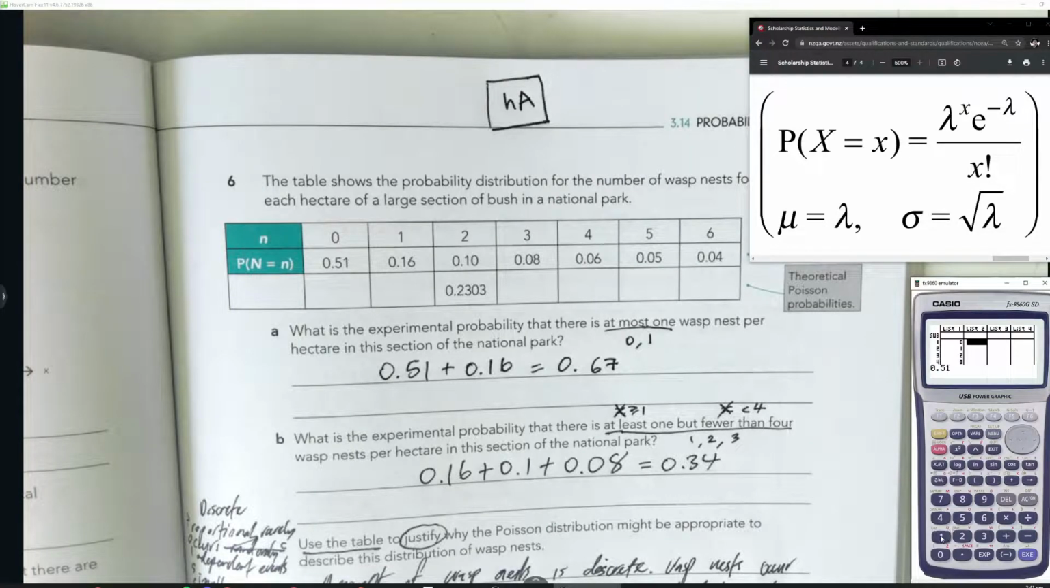So 0.51, 0.16, 0.1, 0.08, 0.06, 0.05, 0.04. Let's just check I've got that set up right. I'm going to be calculating, and I've got these 2 variables. Let me just set it.